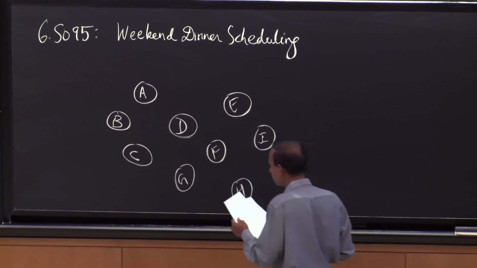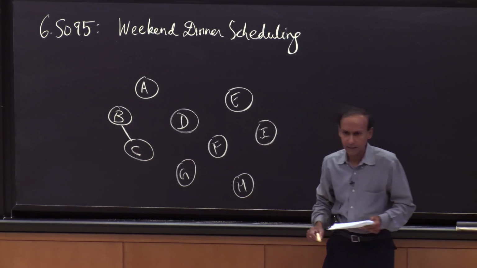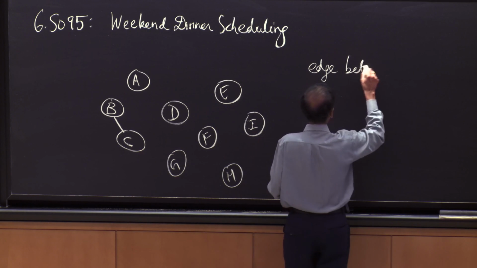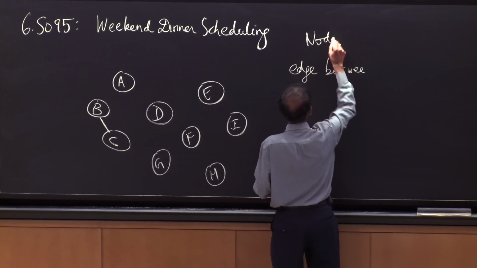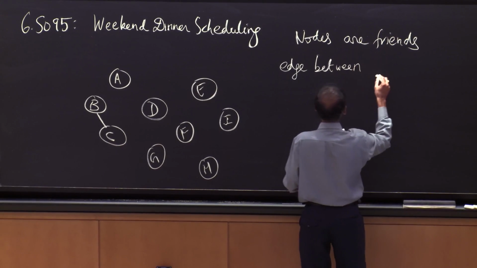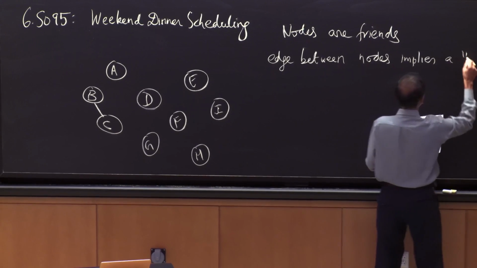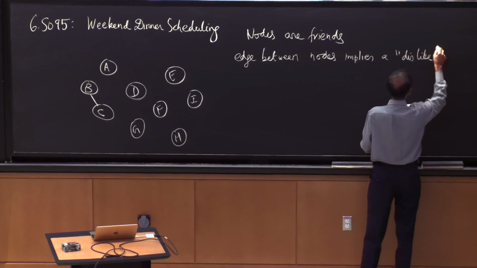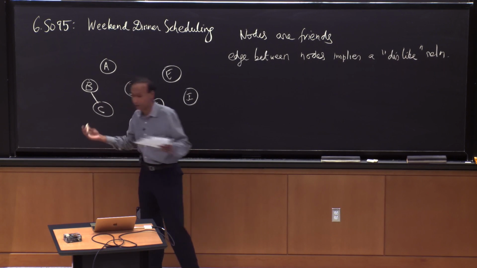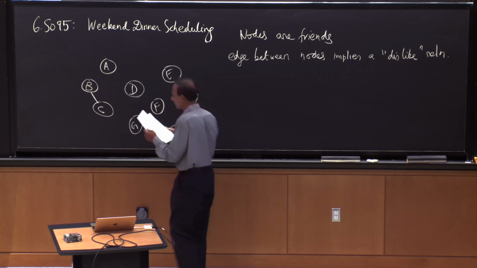What do these edges represent? Well, you like all of your friends, but your friends don't necessarily like each other. And so nodes are friends, and an edge between a pair of nodes implies a dislike relationship. All right? So B dislikes C, and it's symmetric. You could argue that dislikes is not necessarily symmetric, but we'll just call it that. That implies that C dislikes B as well.